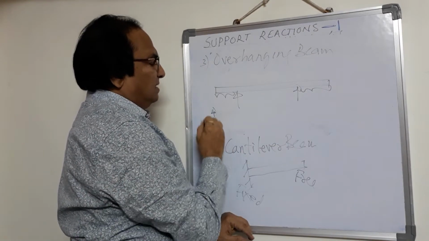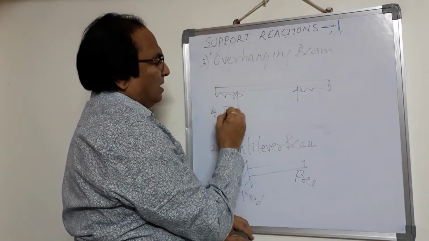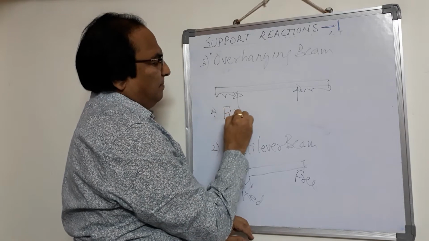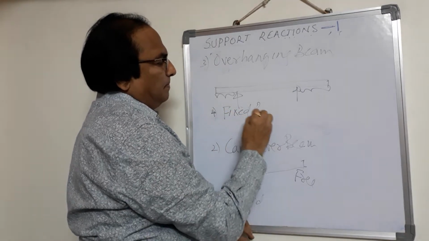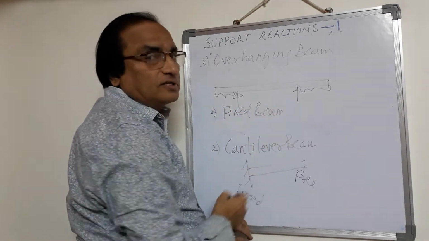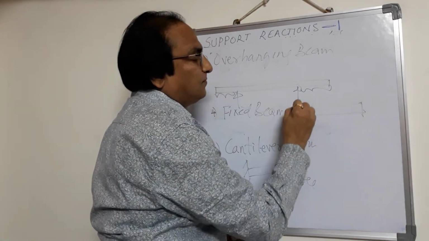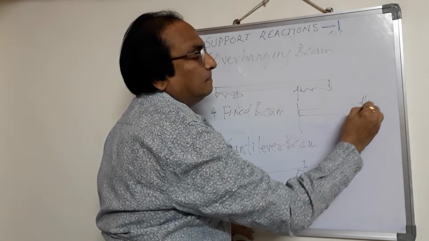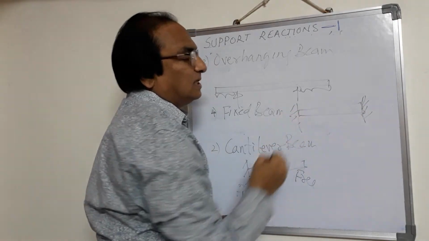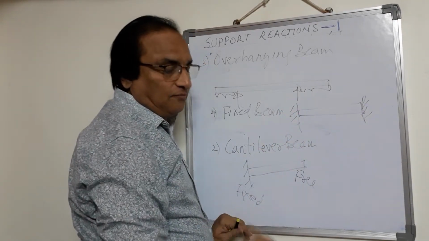Next type of beam is the fixed beam. So in this case, if this is the beam, it is fixed at both ends. So such a type of beam we call it as a fixed beam.